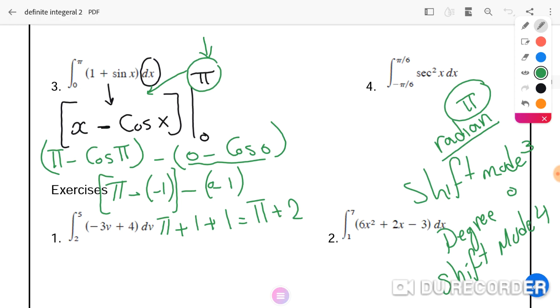Okay, make sure that your calculator is in the same mode as you enter the angle. Okay, find the value here by using the calculator. It will be pi, this one, minus cosine pi. I know pi in radian means 180 degree. It means here cosine 180 degree. But if you enter the angle in degree, your calculator must be in degree mode.